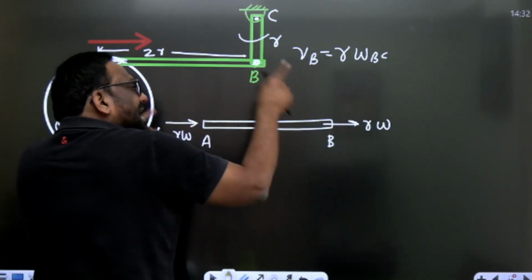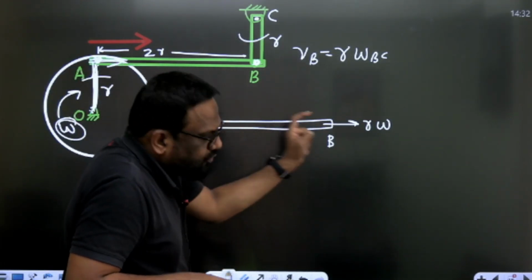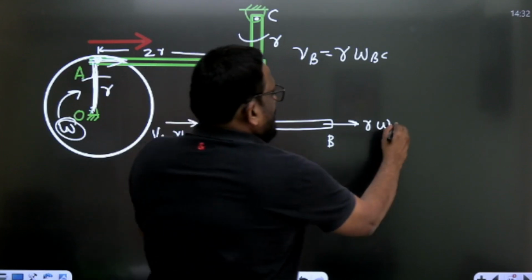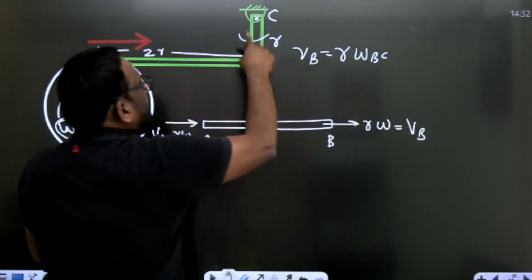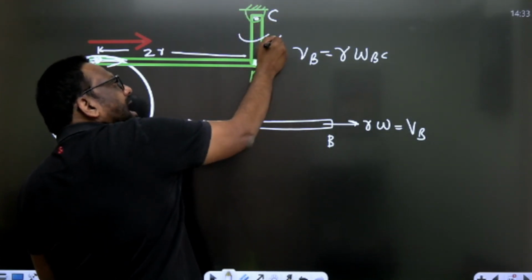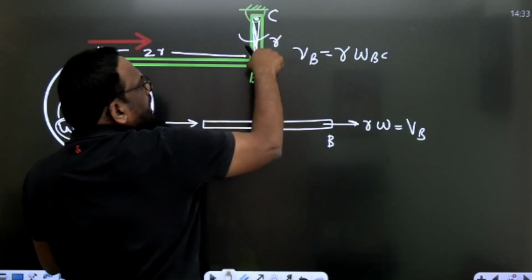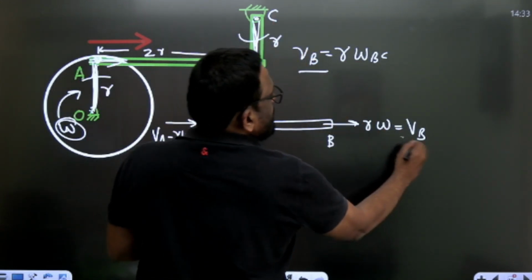But along the length of the link, as it is a rigid link, if this is the velocity along the length at A, it should be the same at B, sirs. So this is the velocity of B. But velocity of B can also be written as, because it is rotating about point C, r into omega of BC. So r into omega of BC. This is velocity of B.